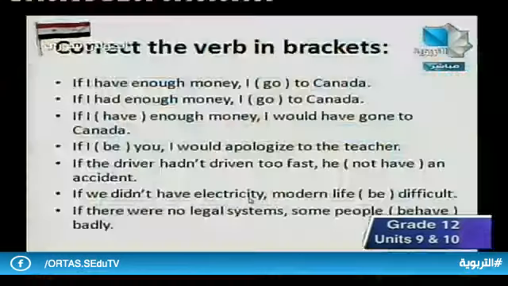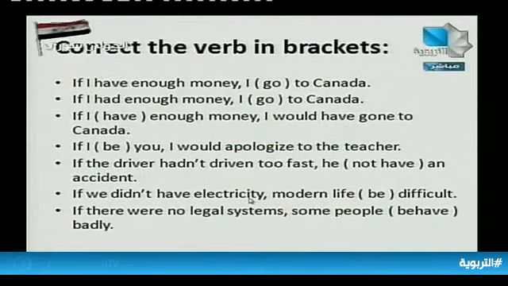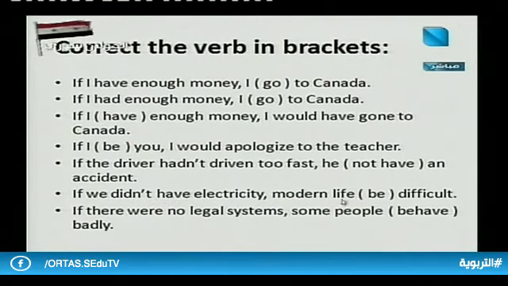If we didn't have electricity, modern life would be difficult. So we are imagining our life without electricity, and our life would be difficult. The last one: if there were no legal system, some people would behave badly. Again, we are imagining our society without laws, and there would be chaos in the society. Thank you very much.